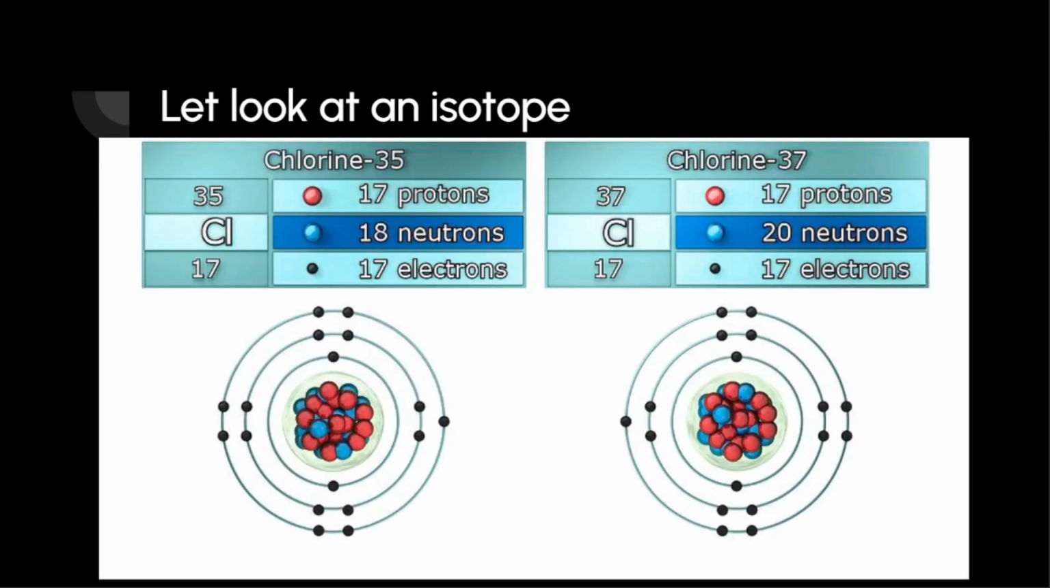Here is another example of an isotope. We've got chlorine 35 and chlorine 37. Essentially the same thing, 17 protons and 17 electrons. They both have exactly the same amount of protons and electrons. The only difference is the number of neutrons. Chlorine 35 has 18 neutrons, and chlorine 37 has 20 neutrons. That's the only difference. They behave chemically the same, just one is heavier. It has a few more neutrons. That's it.